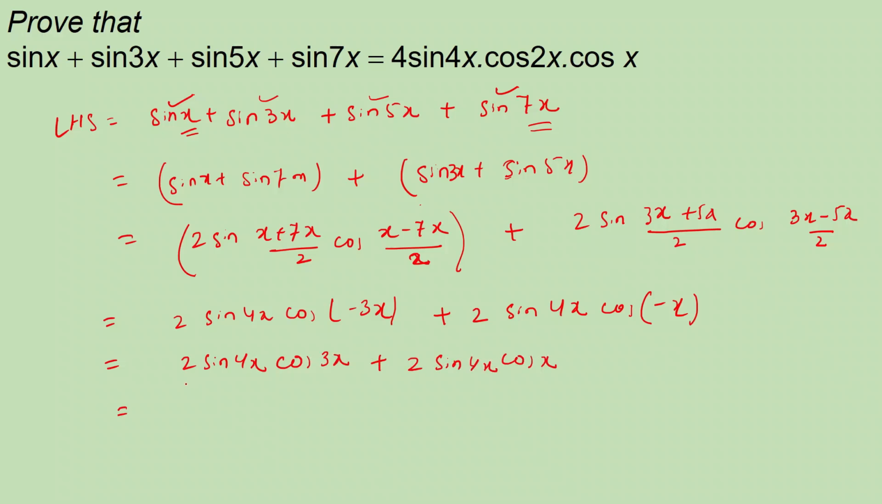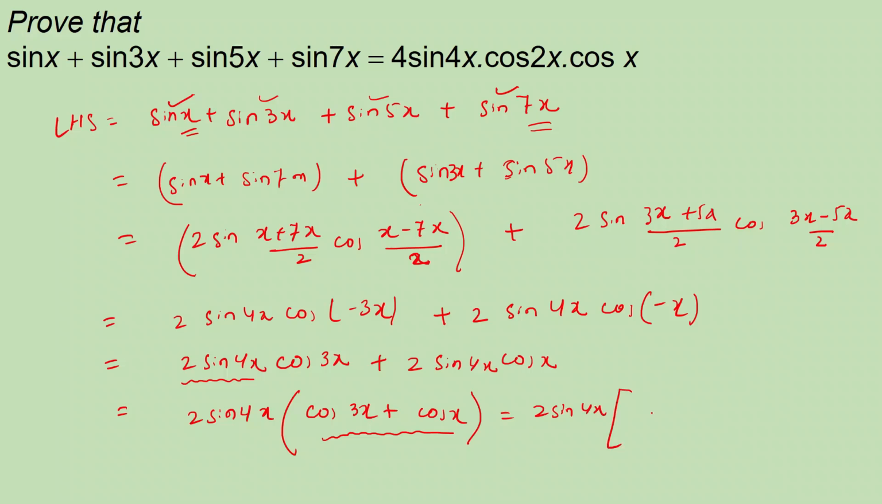Okay, now what you can do, you take 2 sin 4x common. That's why I told you to try to bring in the common angle as much as possible. 2 sin 4x times cos 3x plus cos x. Now again apply the formula for this. So it's 2 sin 4x, and what is cos c plus cos d? It is 2 cos of c plus d by 2 cos of c minus d by 2.